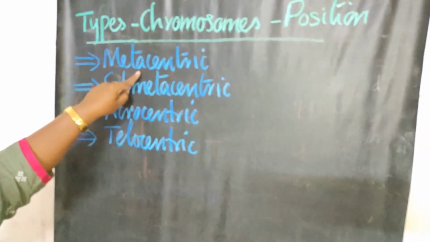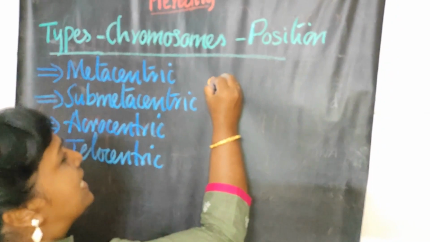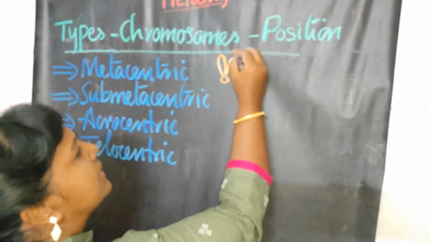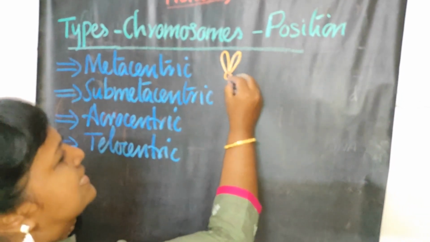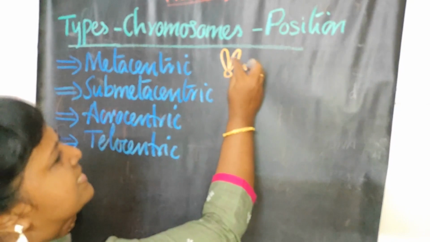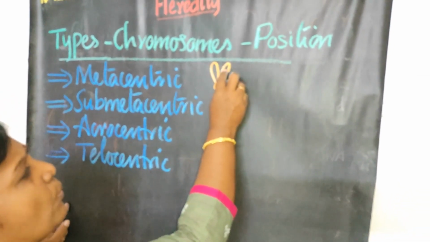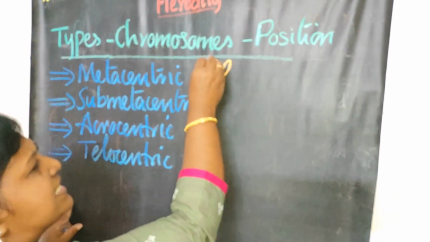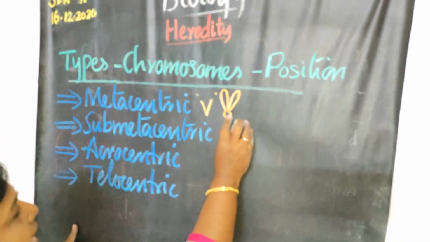First coming to metacentric. In metacentric, the centromere is seen in the center with 2 equal arms. This is the centromere and these are the chromatids. It is also called V-shaped chromosomes because it looks like the appearance of V.